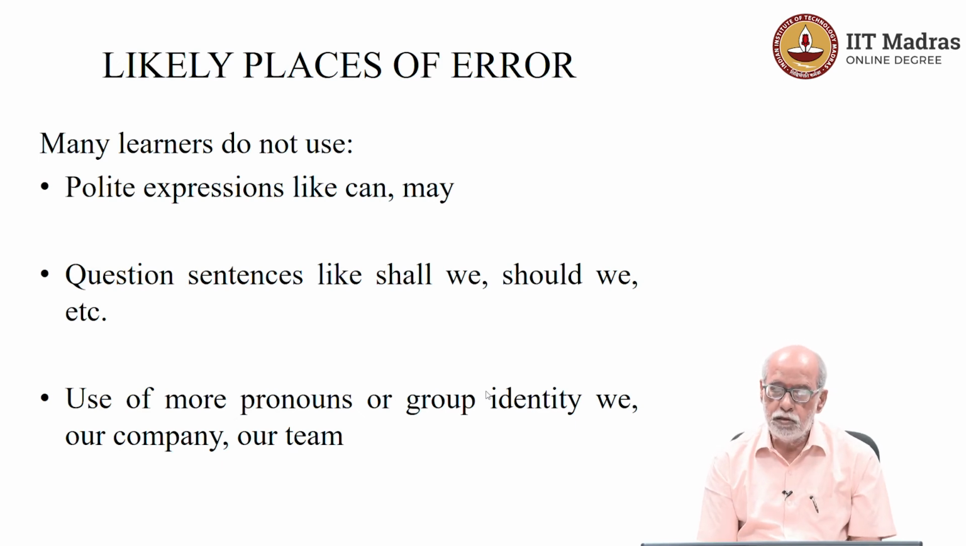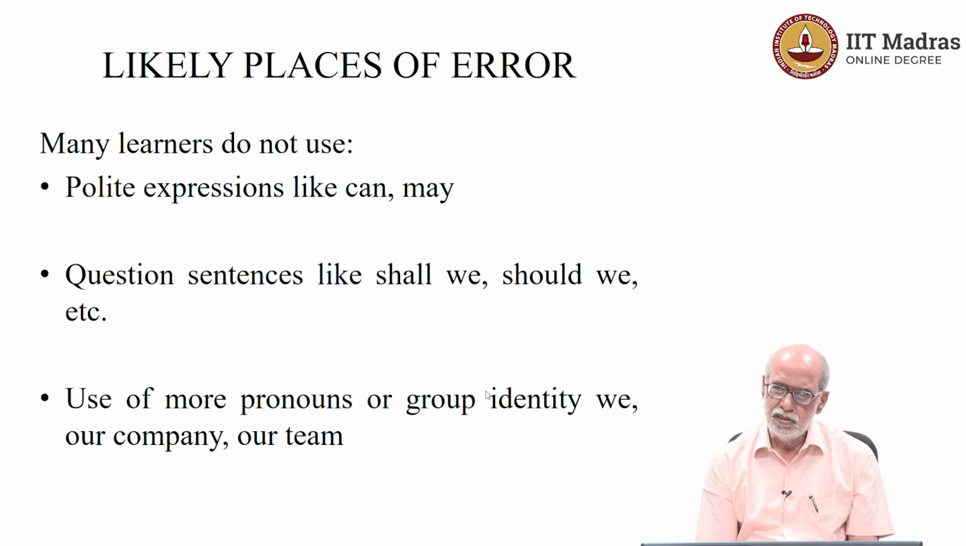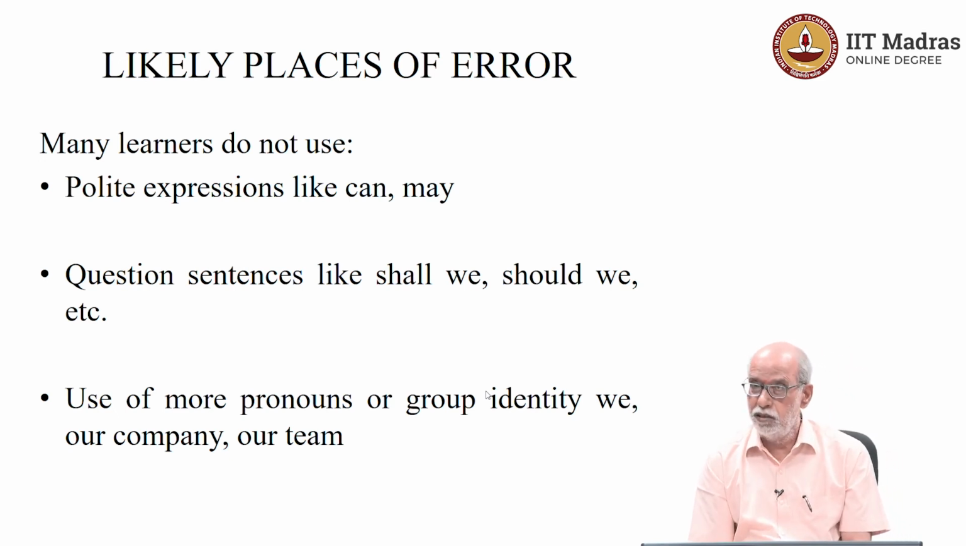Where can we go wrong? These are the places. Okay. In a group, never say do this, do that. Better say, use question sentences. Shall we do this? Should we do this? Is it all right to look at it this way? Or will it not be better looking at it the other way? Okay. And can and may rather than will.